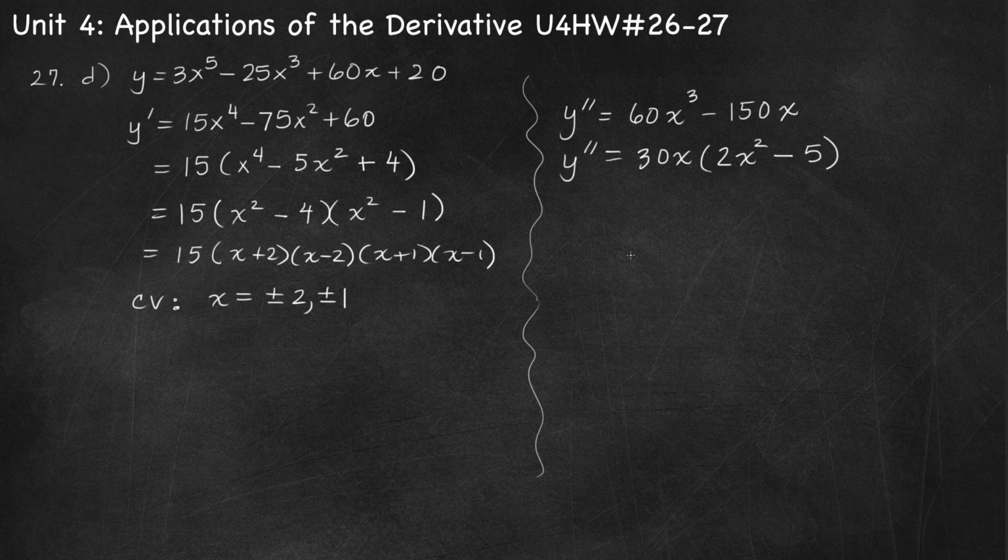I want to evaluate my second derivative at each of my critical values. So y double prime of negative 2, y double prime of 2, y double prime of negative 1, and y double prime of 1. Y double prime of negative 2. 30 times negative 2, that's negative. 2 times negative 2 squared, that's 8, minus 5 is positive. So negative times positive is negative. So I can just say less than 0.